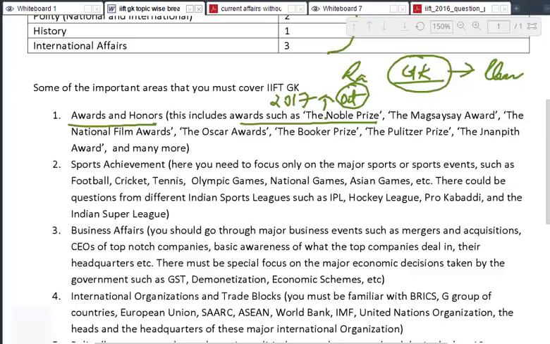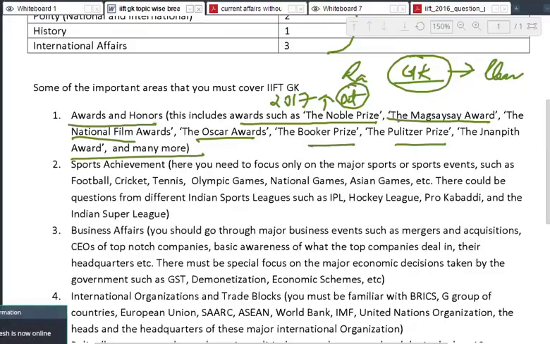You might have some pictorial questions. The Magsaysay Award, the National Film Awards, the Oscar Awards, the Booker Prize, the Pulitzer Prize, the Gyanpith Award, and many more. You go through some of these and you will find that there would definitely be at least one question either from the Nobel Prize or from the Oscar Awards, maybe the Filmfare Awards as well. But definitely, all the awards are contemporary.